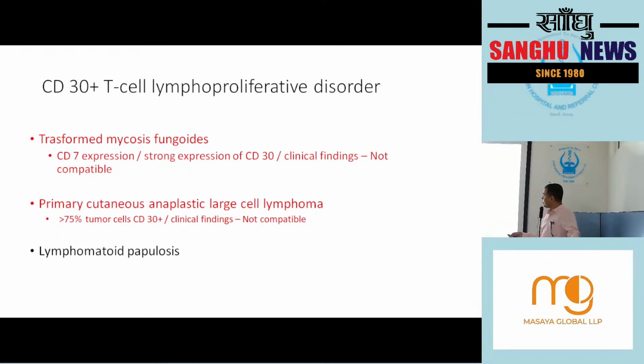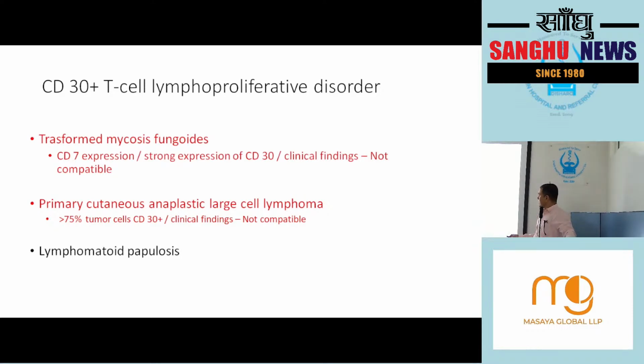So MF, you see, there is patch, plaque, and tumor. There is progression. And this patient presented with a necrotic papule. This clinical morphology is incompatible with MF. CD7 positivity is unusual for MF. And strong CD30 expression is unlikely in MF. 20 to 30% of cells may be positive, but usually more than 50% positivity is unusual in MF. So MF is ruled out. There is no more MF.